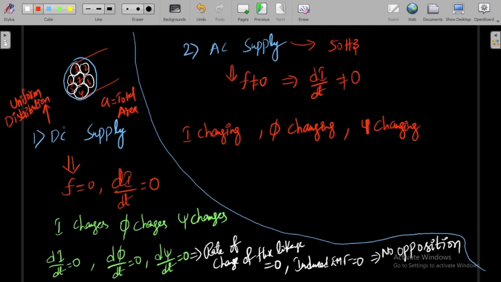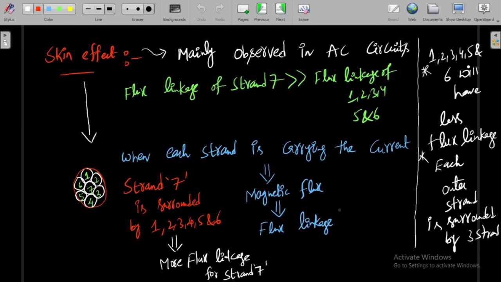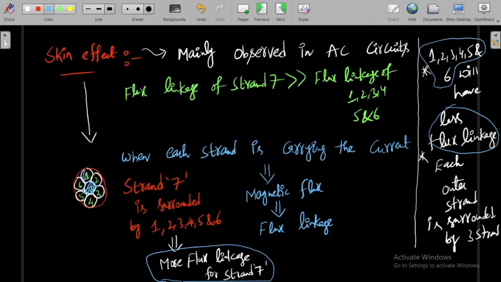Now when you see the previous one, where we have maximum flux linkage. We have the maximum flux linkage in the strand 7. Where is the strand 7? In the internal layer. Where is the minimum flux linkage? Means less flux linkage. Where is this? In all these strands. Where are all these strands? These strands are at the outer layers.